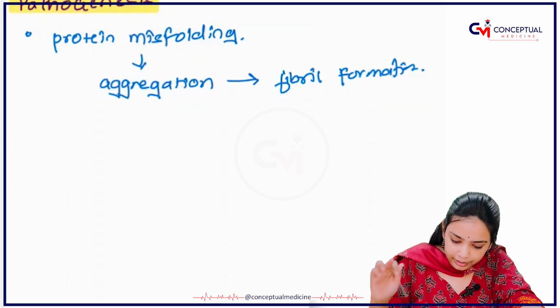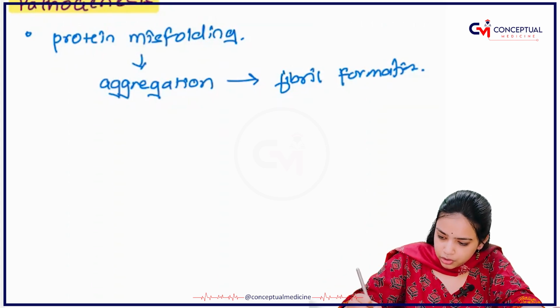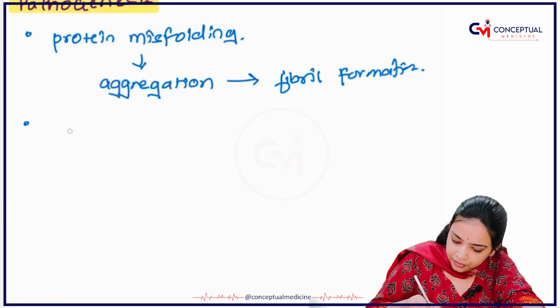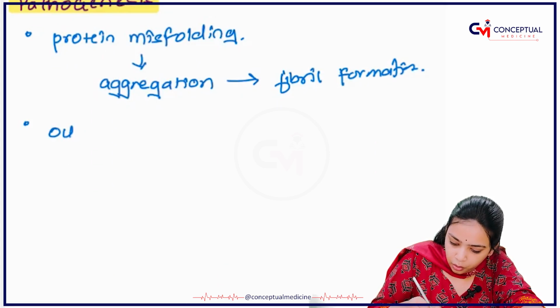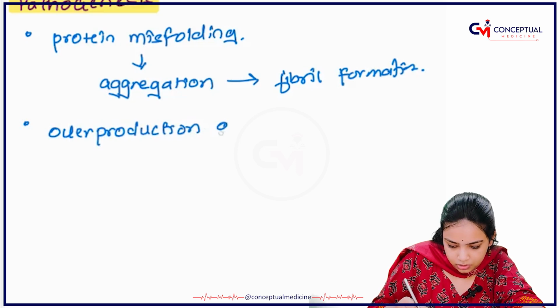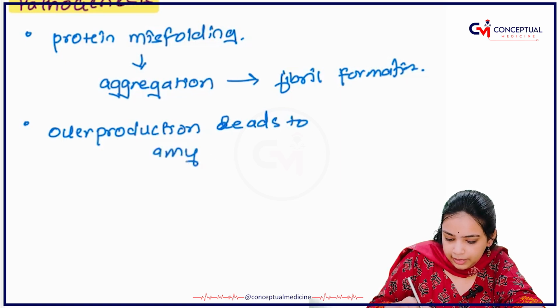Now, next one is if there is overproduction. If there is overproduction of amyloids, which leads to amyloid accumulation.